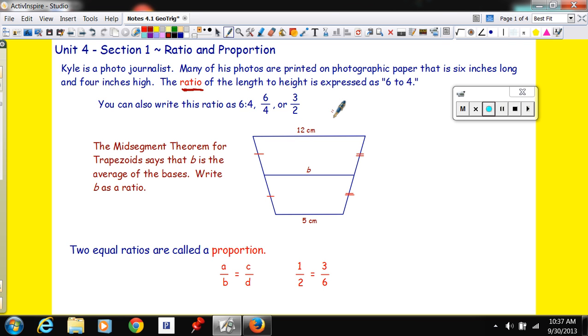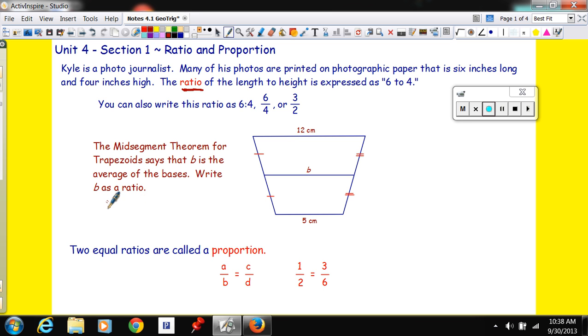A lot of this will be a review for you guys, because you've seen ratios and proportions, especially in Algebra 1. But we do want to talk about ratio in relationship to some of the shapes that we're going to be talking about. An example here is the mid-segment theorem, which we haven't talked about yet, but I do want to highlight the word mid-segment in a minute. The mid-segment theorem for trapezoids says that B, which is our line here in the middle, is the average of the bases. So it says write B as a ratio.